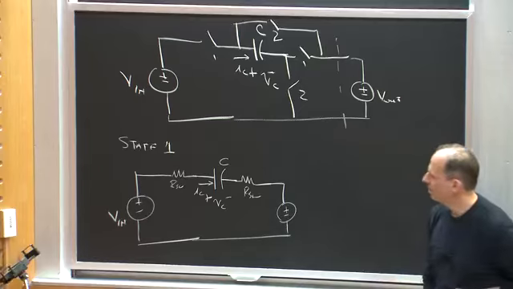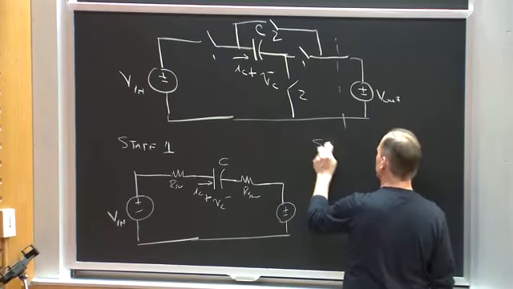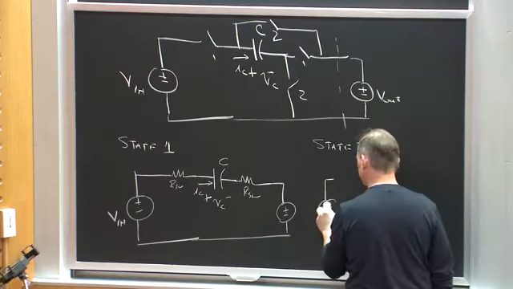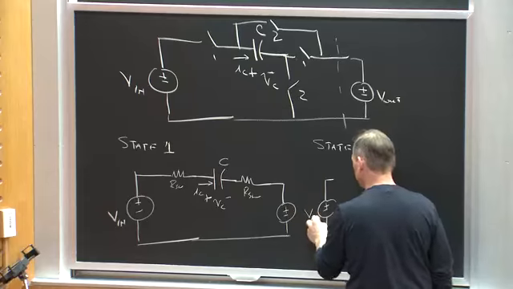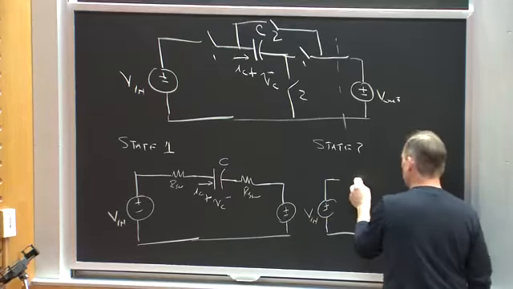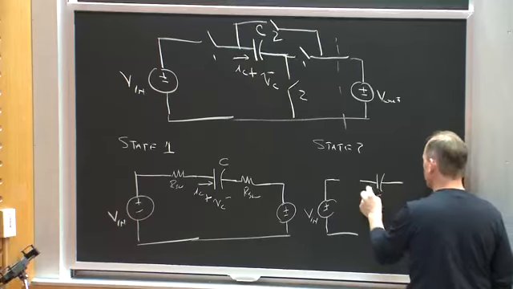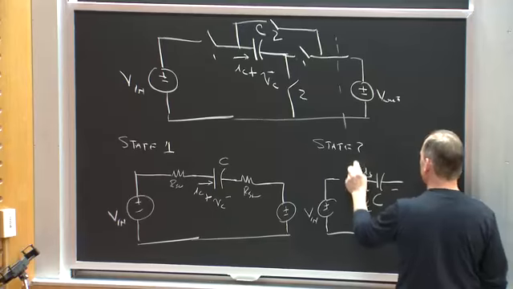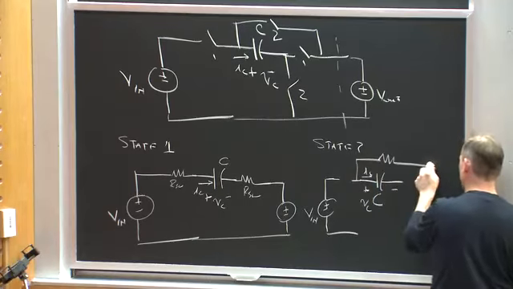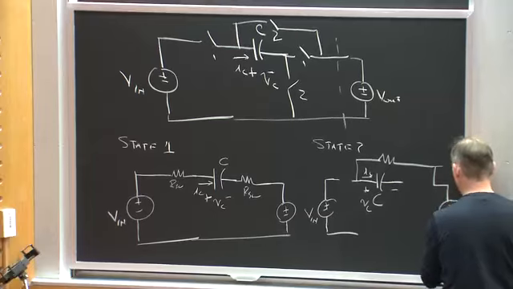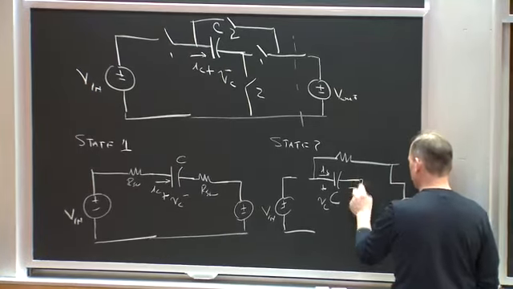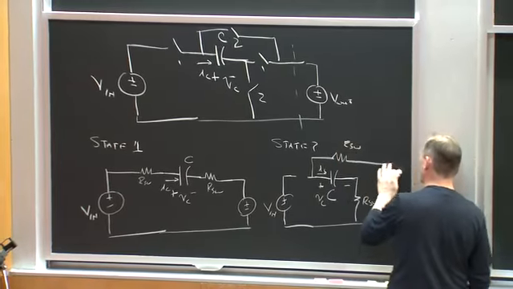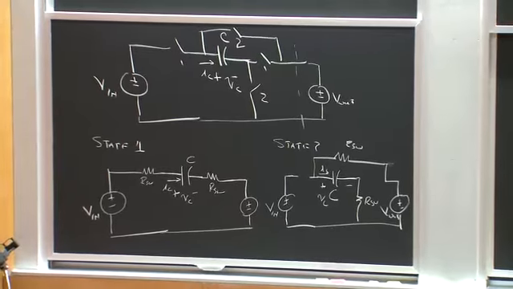Okay? And in my second state, state 2, the input's now going to be disconnected. But I am going to connect my capacitor through a resistor to the output, like this. Any questions about the two switch configurations?